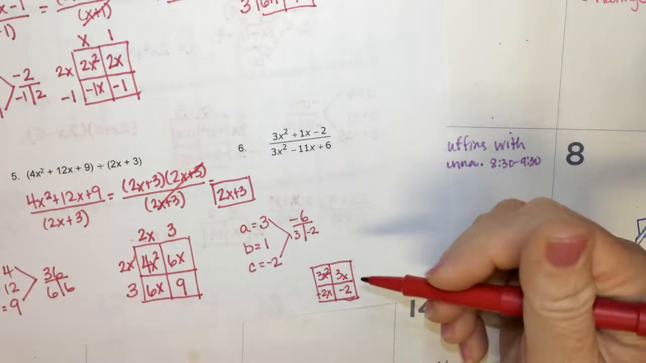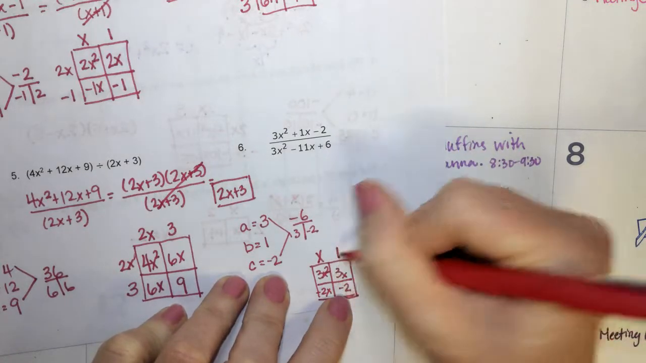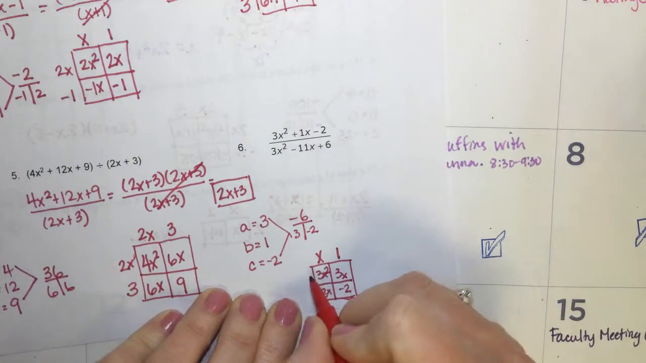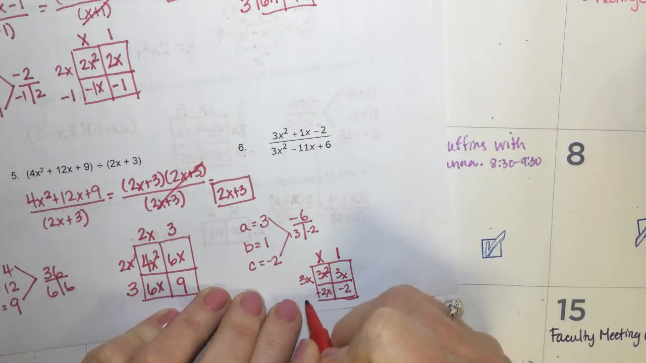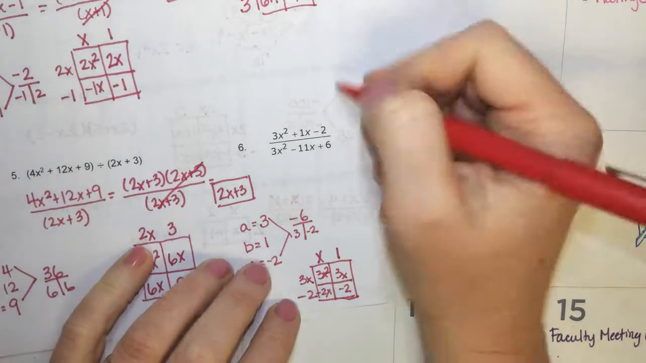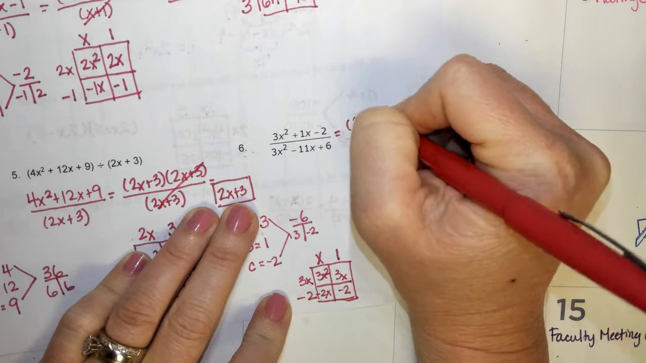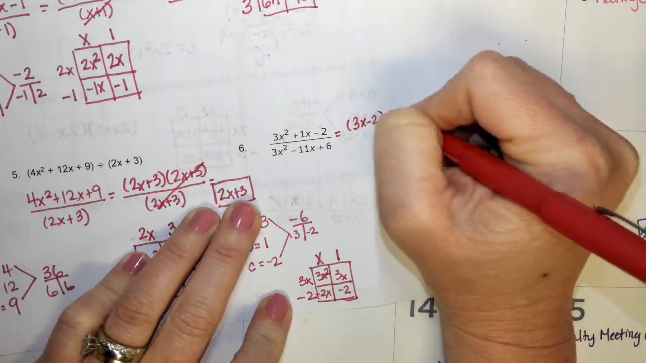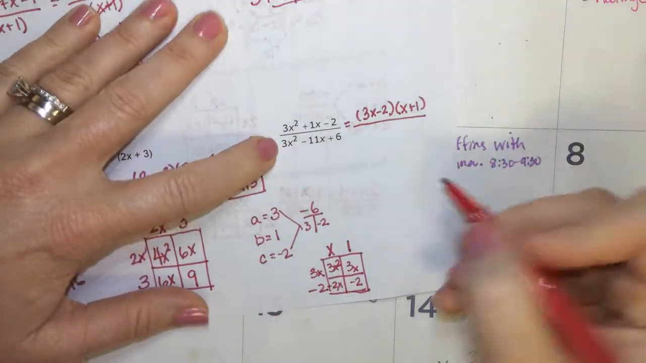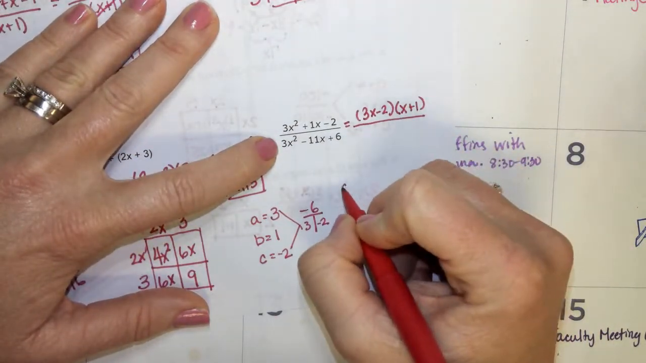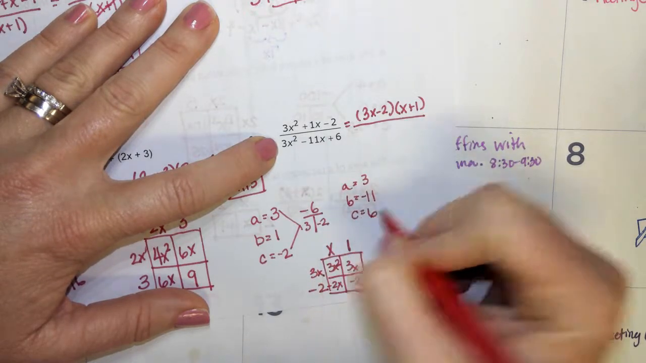So now I'm ready to factor out. So the first column shares a GCF of x, and the second column shares a GCF of 1, and the top row shares a GCF of 3x, and the bottom row shares a GCF of negative 2. So my top would be (3x minus 2) times (x plus 1). Okay, so now we'll factor the bottom. So we have a equals 3, b equals negative 11, and c equals 6.